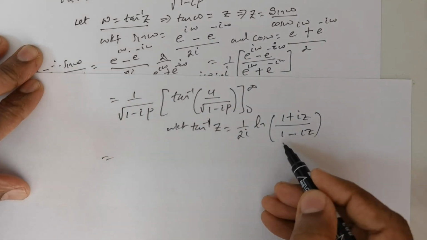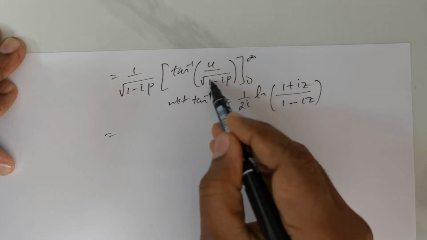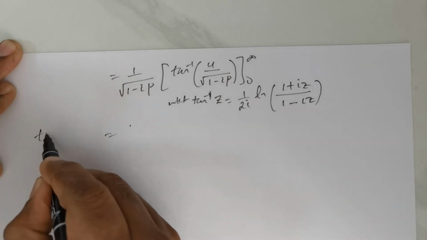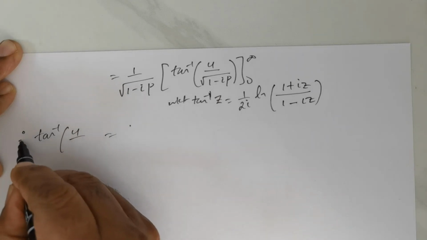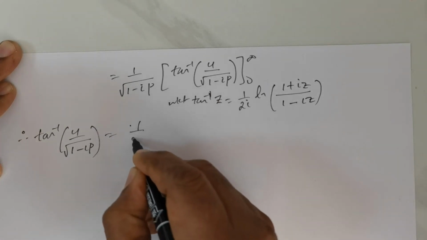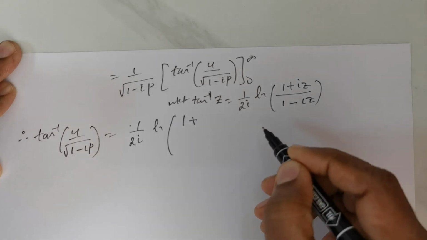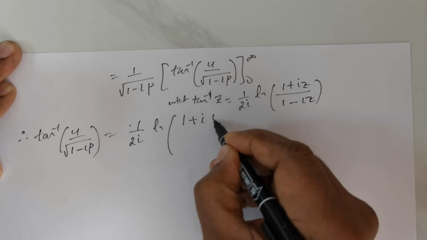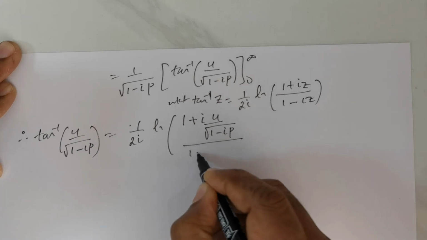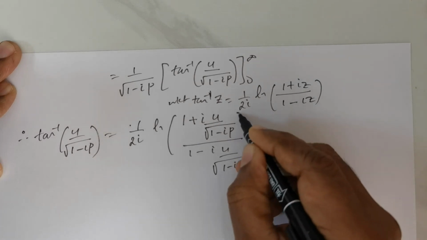Now this can be rewritten as, let me just move this off so that it is out of frame. So substitute the value of z. So this is going to be, let me just calculate. So tan inverse of u over root of 1 negative i times p is equal to 1 over 2i ln of 1 positive, in place of z you substitute u over root of 1 negative i times p, divided by 1 negative i times u over root of 1 negative i times p. This is what we have got.